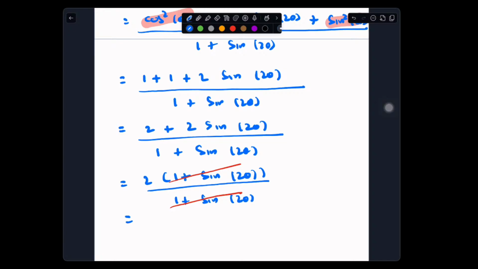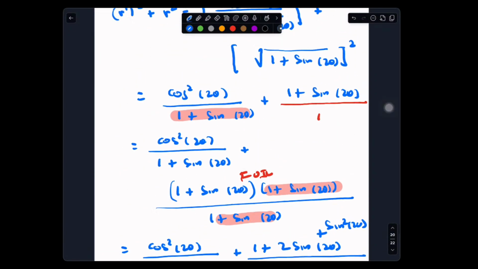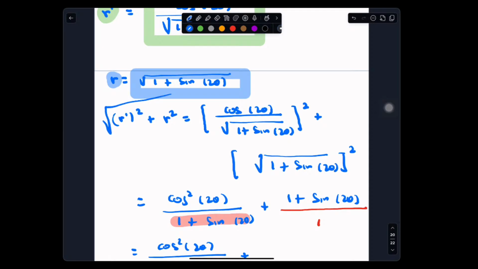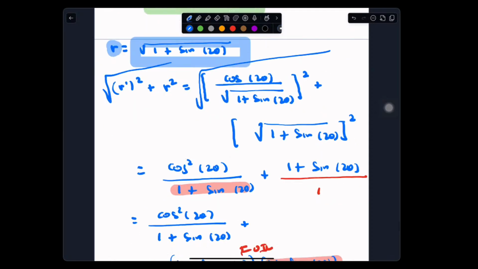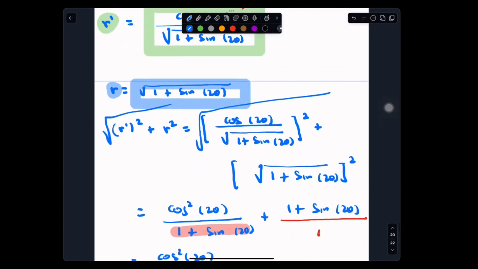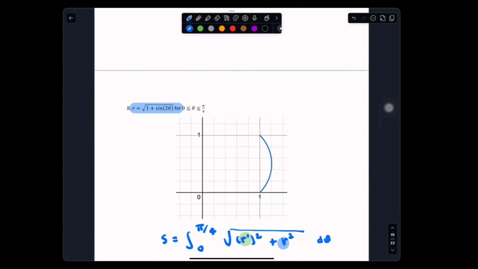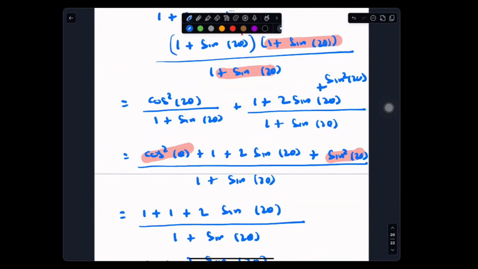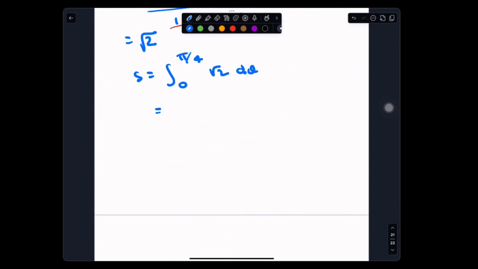We just have that number 2, and that is under the radical. It's the square root of 2. Okay, so we integrate from 0 to pi over 4 square root of 2 d theta. So let's double check that our upper limit is pi over 4, yes. Square root of 2, 0 to pi over 4, d theta. This is what we're going to integrate.